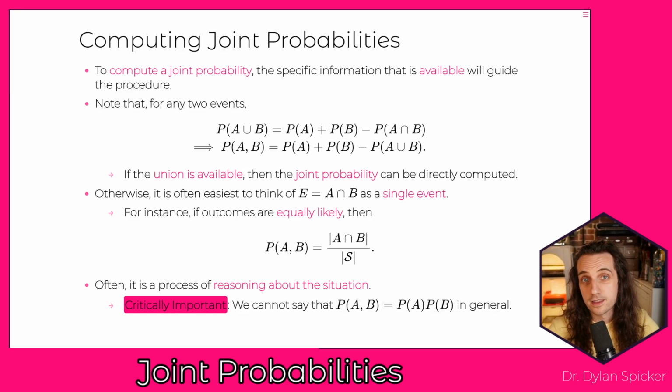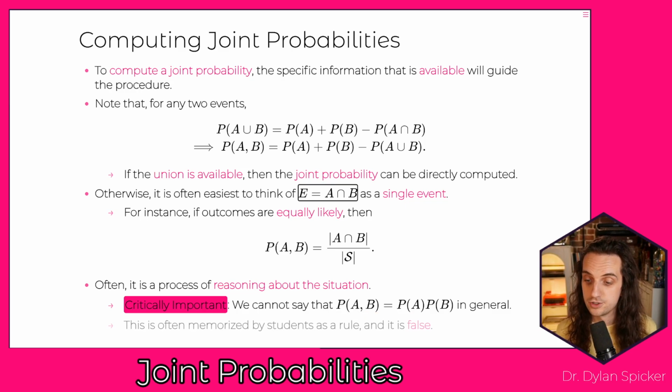Now, a very important thing to note here is that in general, the joint probability of A and B is not going to be the product of the marginal probabilities. That is to say, the probability of A intersect B is not equal to the probability of A times the probability of B. This relationship does not hold in general. Sometimes it will, but it's not going to hold in general.